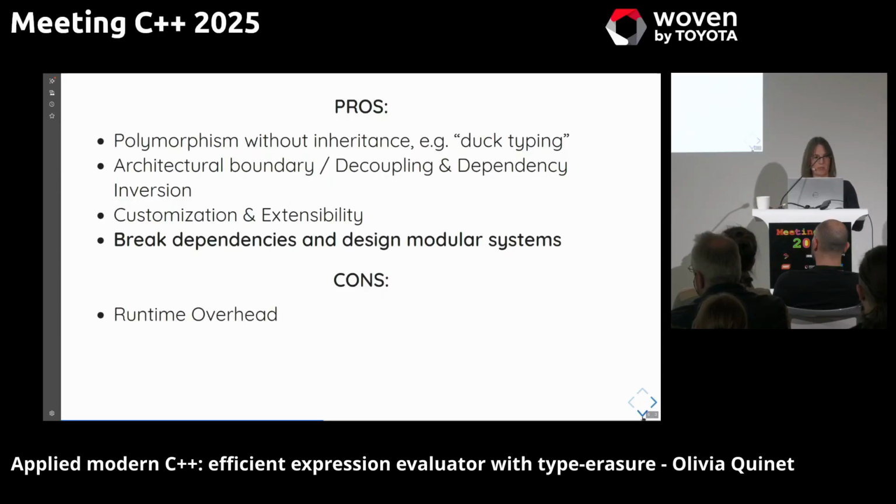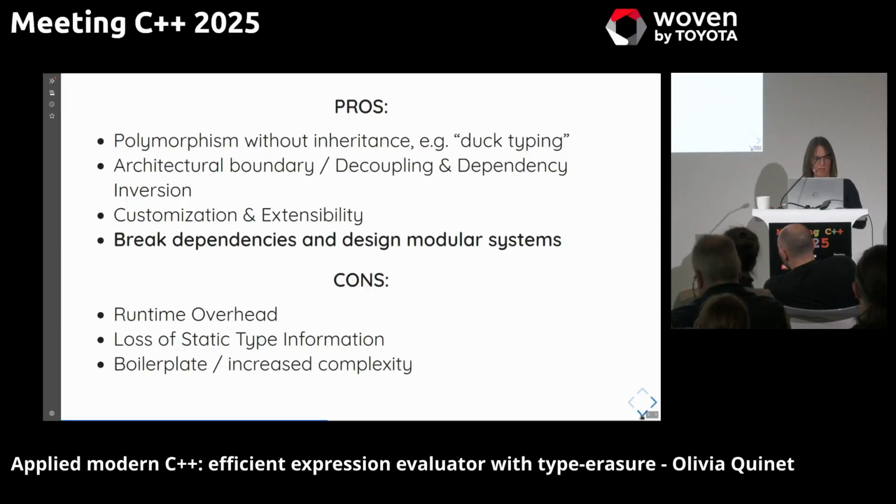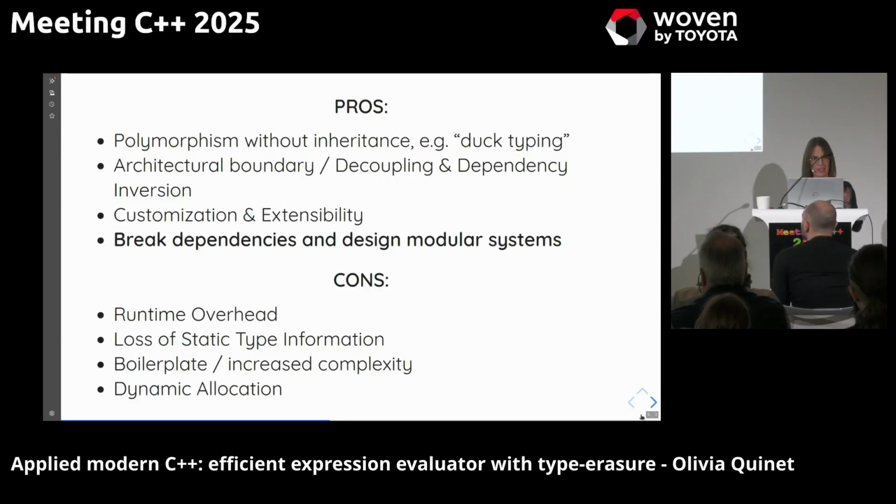Of course, there are problems. Runtime overhead, because you access everything through indirection, in fact. Of course, you erase the type, so you don't know what's inside your type-erased value, which sometimes might be a problem. There's a lot of boilerplate. And of course, there is hidden dynamic allocation, which might not fit your case, your project.